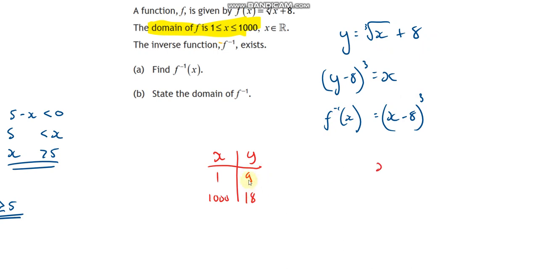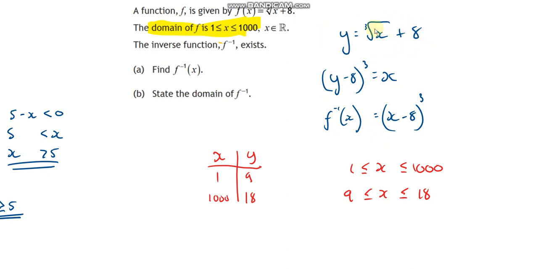So before, x was between 1 and 1,000, but if we're doing the inverse, then our range becomes the domain, if you want to think of it like that. So that stays the same, but now 1 becomes 9, and 1,000 becomes 18. You could have thought about it backwards as well. This y number here, I could have put in as the output and then rearranged. I think this is the best way of doing it.